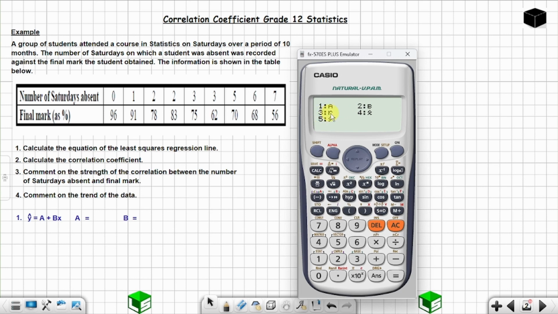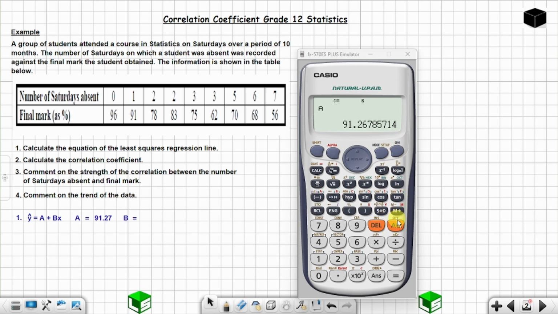We are going to find R in question 2, calculate the correlation coefficient. For now, we need A and B. So, to get A, you are going to press 1 and then equal. So, this is A: 91.27.